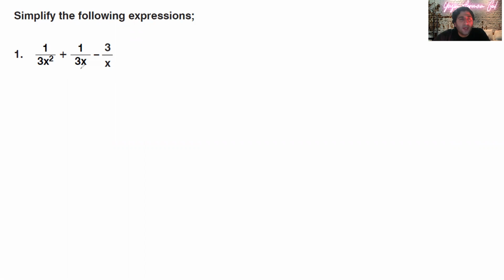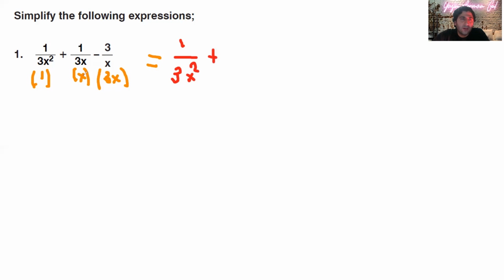So then I'm going to say now 3x times what will be 3x squared? That will be obviously x. x times what will be 3x squared? That will be 3x. And then I'm going to multiply this by 1. Okay, let's continue. So this equals 2, right? So now it's going to be 1 over 3x squared. Okay, my denominators are the same now.